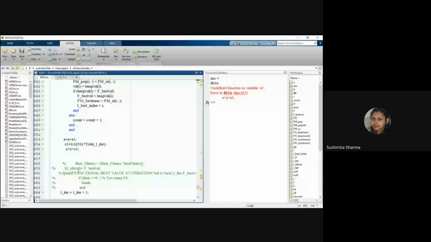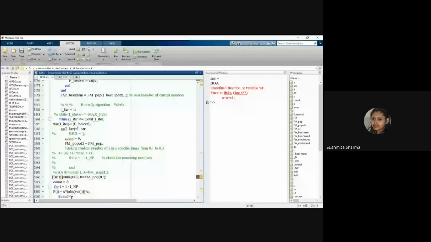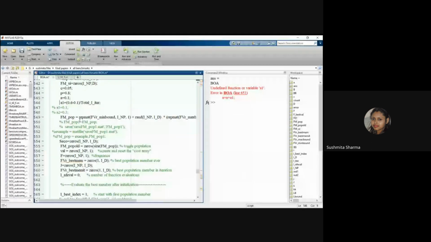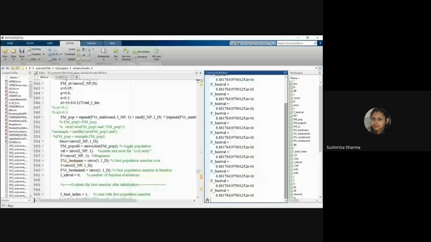One error is there because I have one undefined function in the formulation of the algorithm. I have A1, but it is undefined because I made it a comment. When I remove the comment, it will definitely run. Let me see where it is. This one. Now, if I execute again. Okay.